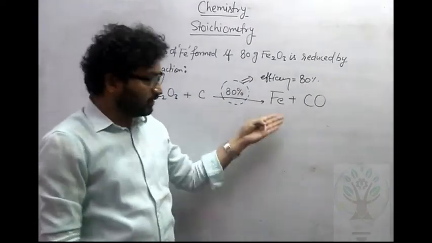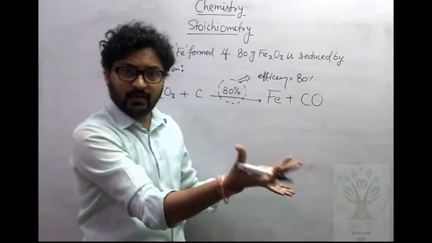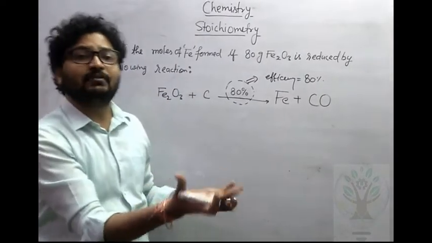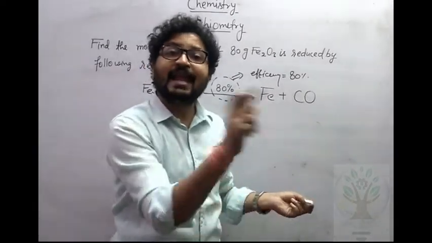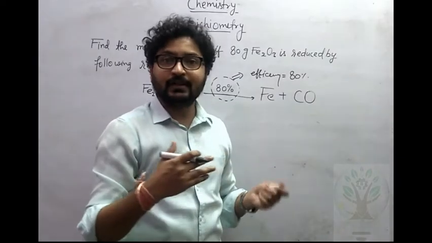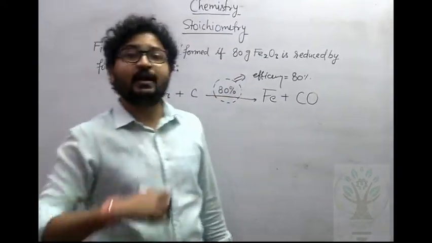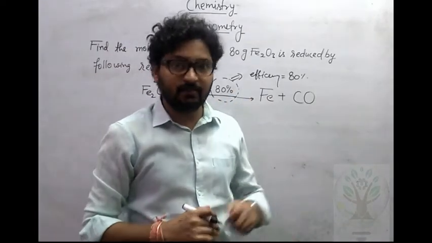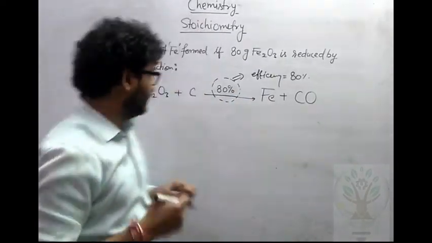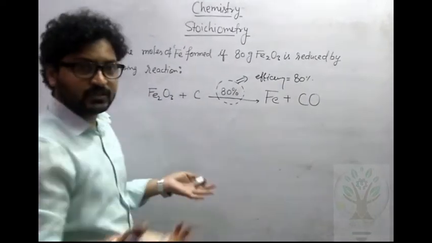Okay, it means whatever product you think you will get, you will not get exactly what you thought. You will get its 80% only. Means if you thought I'll get 1 kg of iron, you will not get 1 kg of iron, you will get just 0.8 kg of iron, that is 80% of 1 kg. Okay, like that. Now let's see, our first step should be what?